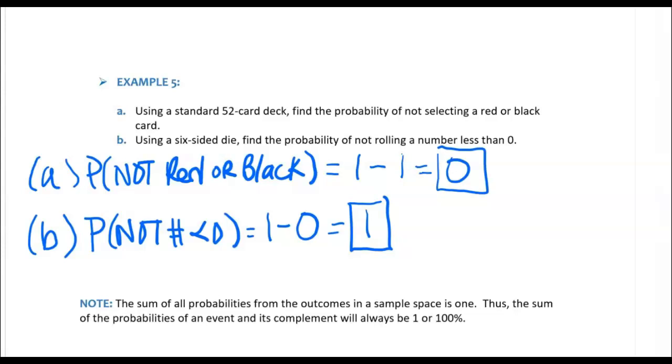Note, the sum of all probabilities from the outcomes in a sample space is 1. Thus, the sum of the probabilities of an event and its complement will always be 1 or 100%. This concludes example 5.